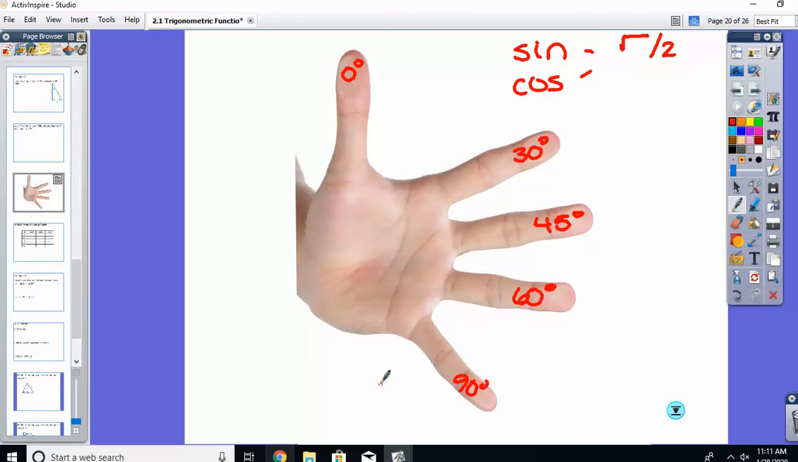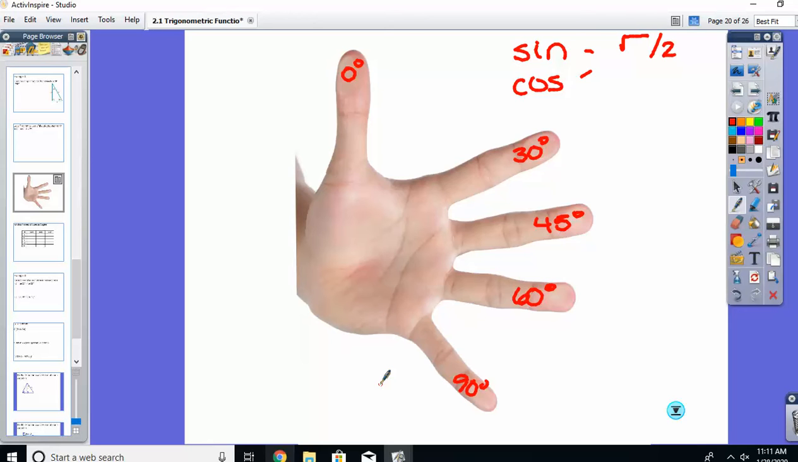At 90, my pinky will not fold in on its own. I have to hold it. So 90, I have 4 fingers above, so sine would be radical 4 over 2, which is 1. Cosine is the fingers below, so 0 over 2 is 0. Do you guys understand that trick?